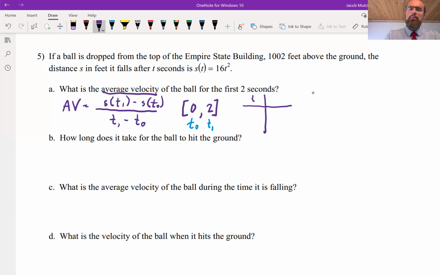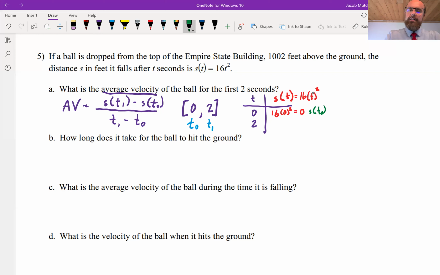So the times we'll consider are 0 and 2. And then what we want to calculate are the positions at those 2 different times. So our function is 16t squared. So for 0, you can think, how far has that ball fallen? Well, it's just not even been dropped yet, so 0 squared is 0 times 16 is 0. That's going to be our s at t0. I'll label that.